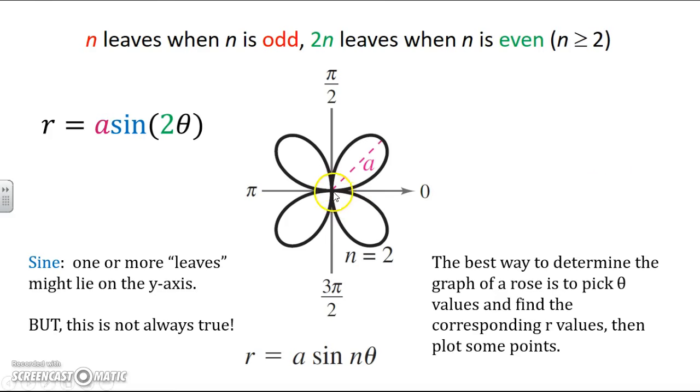Let's make sure we again understand the role that A plays: it's the distance from the pole to the end of all the leaves. All of those are a distance. This very last point out here is a distance of A. So the best way to determine the graph of a rose is to actually pick theta values, plug them into your equation, find the corresponding R value, plot those polar points in the plane, and then connect them, understanding what a rose looks like.